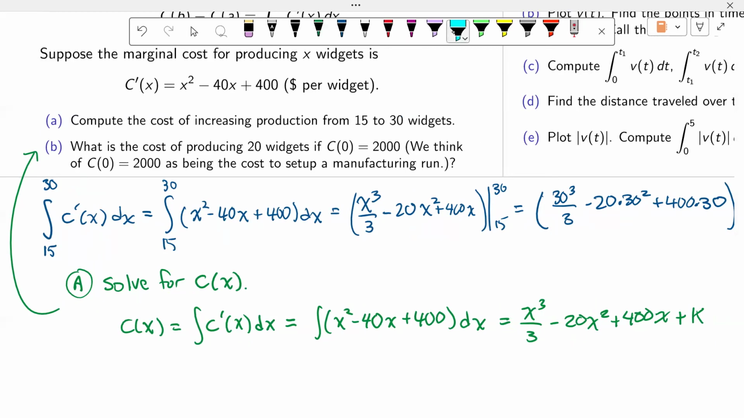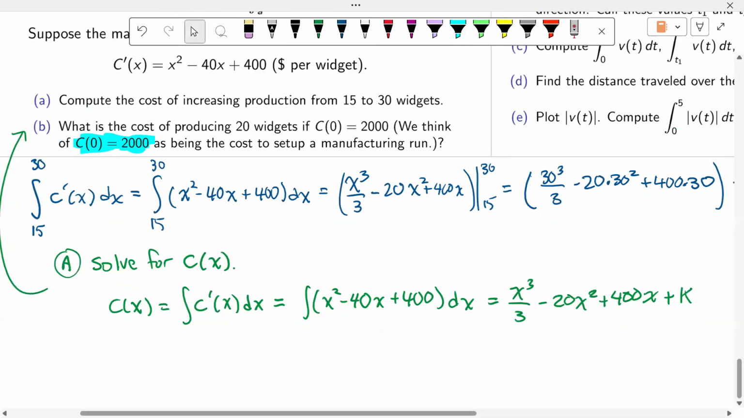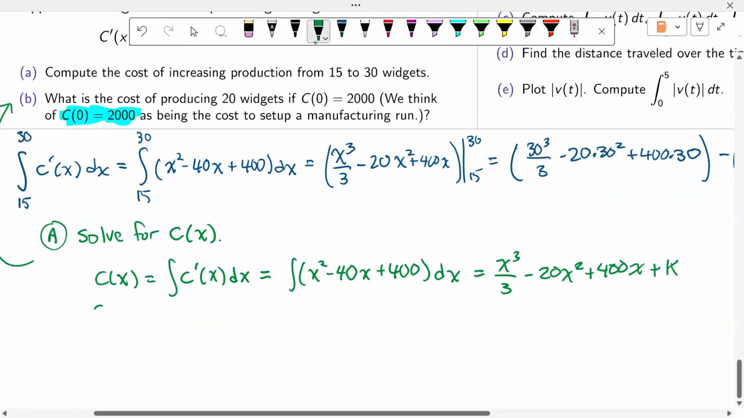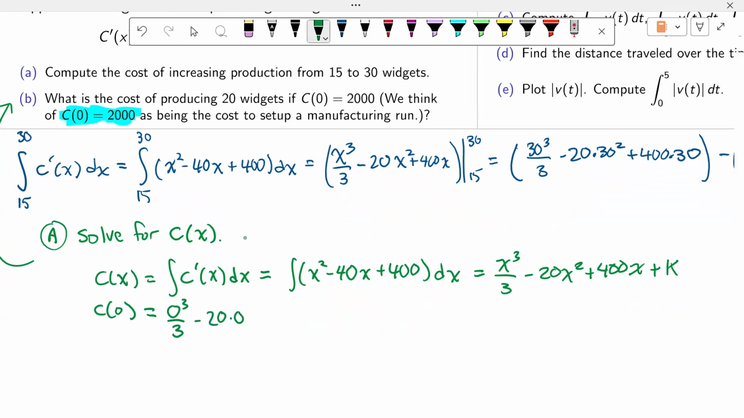And then we could take a look at the information we're given. We're told that at time 0, we should have 2000. And so if I plug 0 into all of this, I'll get 0 cubed over 3 minus 20 times 0 squared plus 400 times 0 plus K. Well, that's just going to be K. And so if I need C of 0 to equal 2000, my K better equal 2000. And so now I have a really nice C of X here.